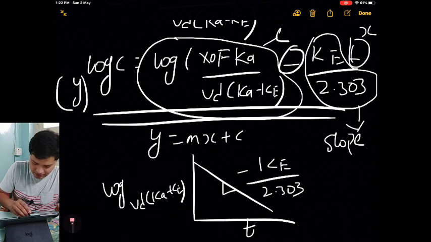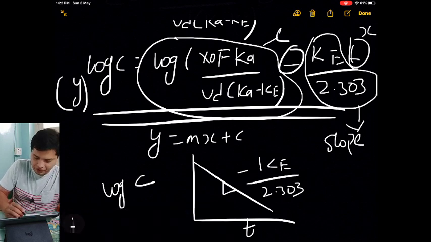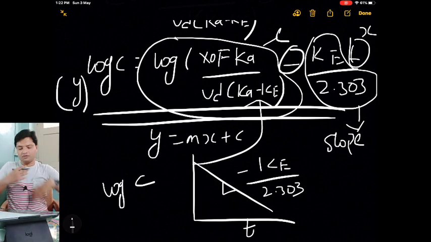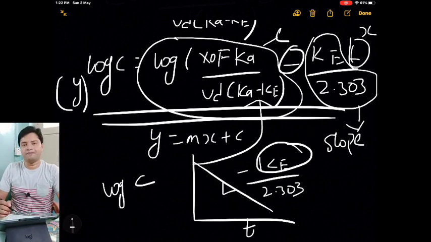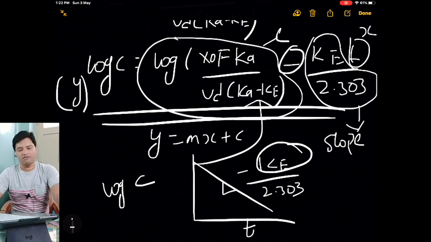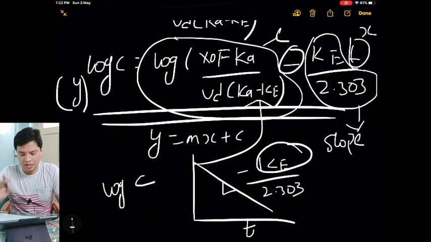What is our y-axis? Our y-axis is log C. So whatever the intercept is, that is this one. From this equation you can determine the value of Ke. This is how we determine the value of Ke, by drawing the graph. This is the graph for that.